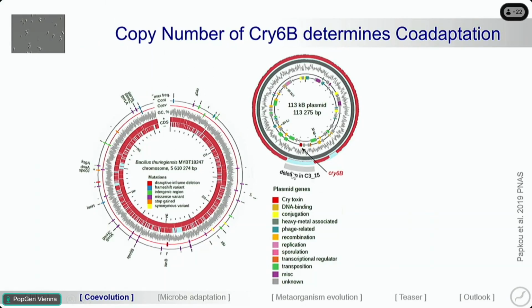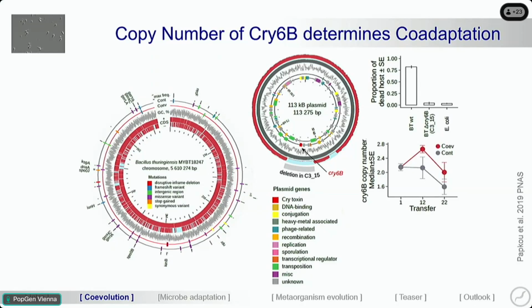And funnily, we obtained one variant during our evolution experiments where there was a large deletion of this region. We could use that variant to verify again that the presence of this toxin gene is actually important for the interaction. So here you see the Bacillus wild type. Here you see the one with this particular deletion. And here E. coli as a control. And here you see the number of dead C. elegans. So as soon as you have this deletion, then it's not killing anymore. So that was a nice confirmation that this gene also is relevant for our purposes.